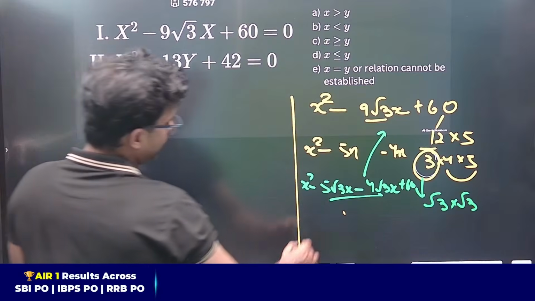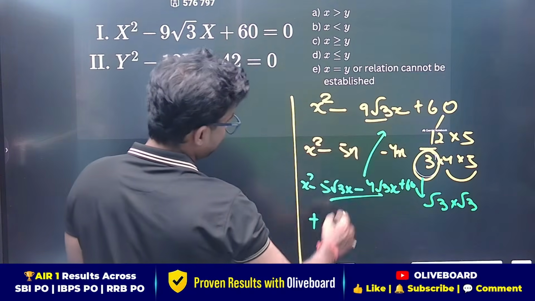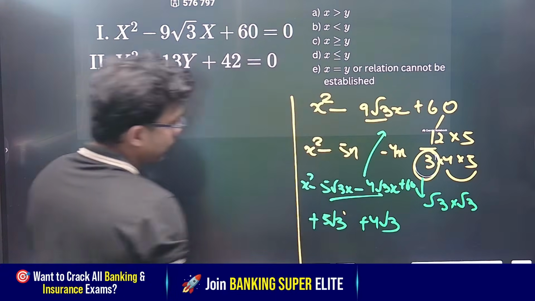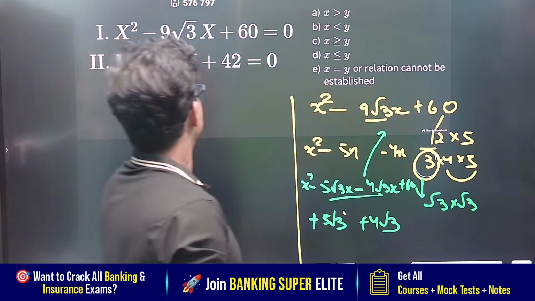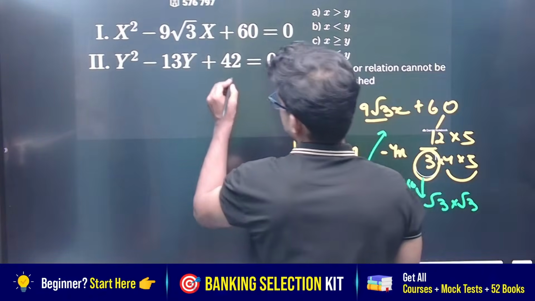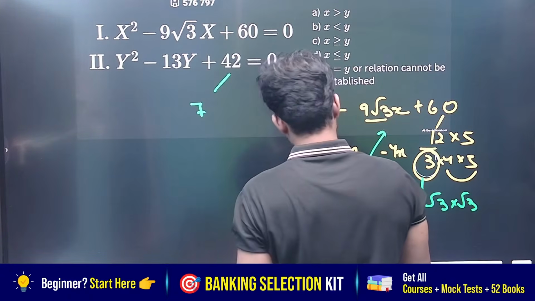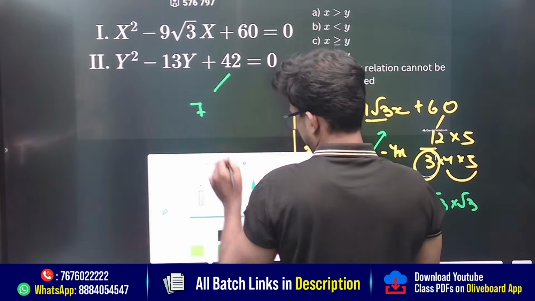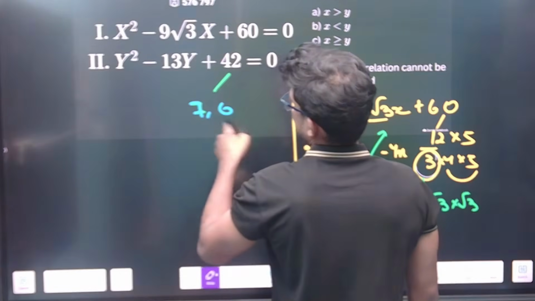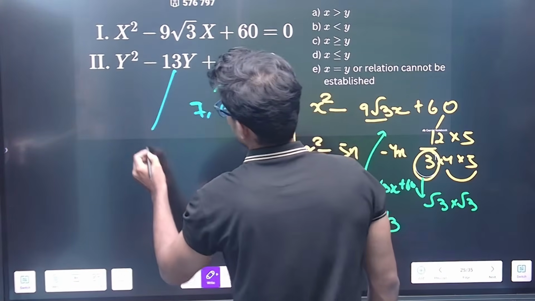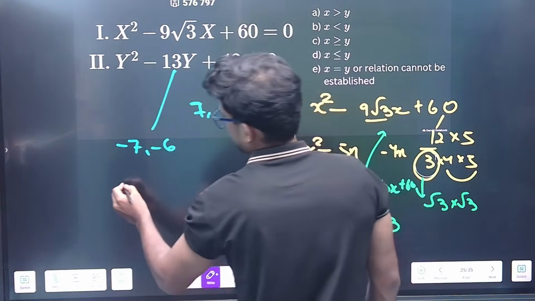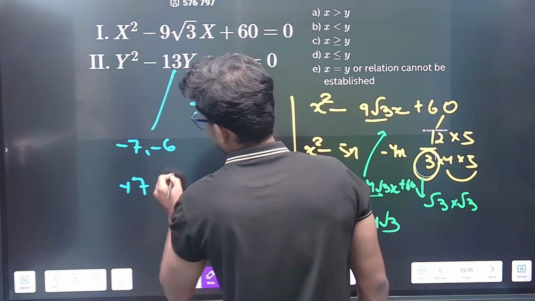So your roots would be plus, because both are minus, 5 root 3 and plus 4 root 3. This is one of the equations. If you go for the second, this is 7 6s are 42 and this is nothing but 7. I need to change the color of the marker, everyone. This is 7 multiplied by 6, so here the roots would be minus 7 and minus 6, which will give me minus 13. So the roots would be plus 7 and plus 6.